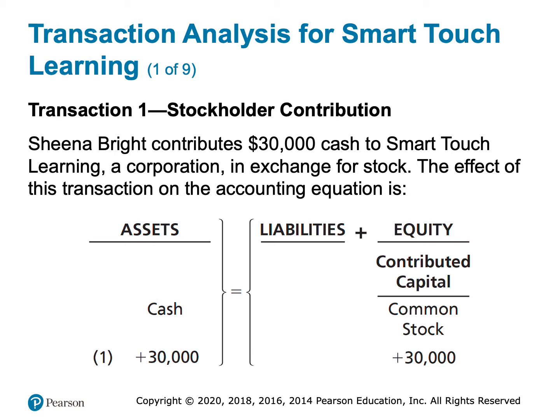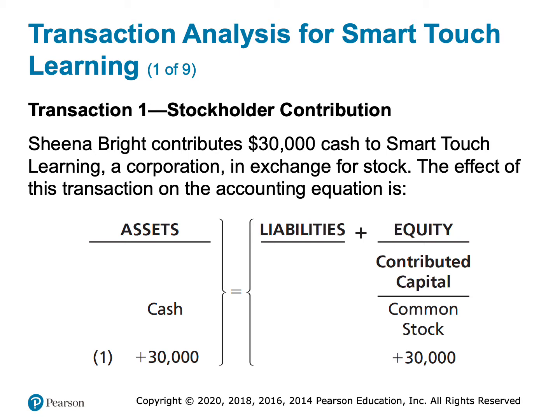So in this scenario, we're told that Sheena Bright contributes $30,000 cash to Smart Touch Learning. So we are Smart Touch Learning. We are always working from the perspective of the corporation. So for the rest of this course and most of Accounting 2302, if you take it here at TCC on the Northwest Campus, we will be the company Smart Touch Learning. Smart Touch Learning is going to do lots of things, but right now we're going to start off providing e-learning services, like online trainings for corporations. Corporations hire us, and we come on and do online trainings for their employees.